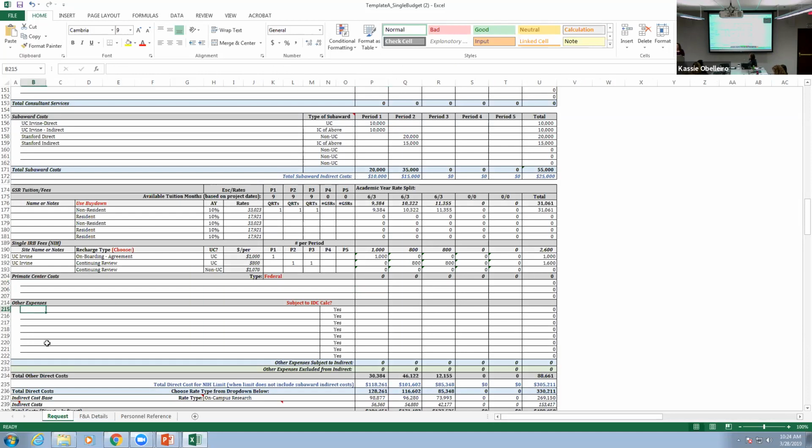Okay, other expenses is our catch-all. It's everything else. It's like our fees, our charges, lease costs. So in our description, we're leasing something. So we're putting lease costs in here, right? And lease costs are part of our F&A rate agreement, not subject to indirect. So I'm going to change this to no. So if you have costs here that aren't subject to indirect, you would put no.